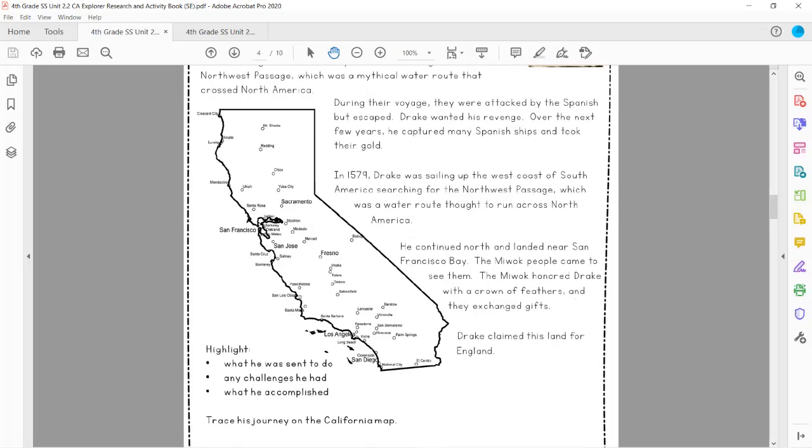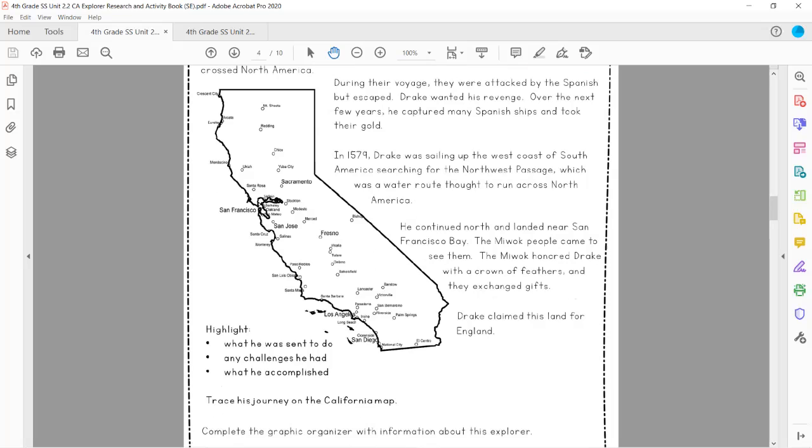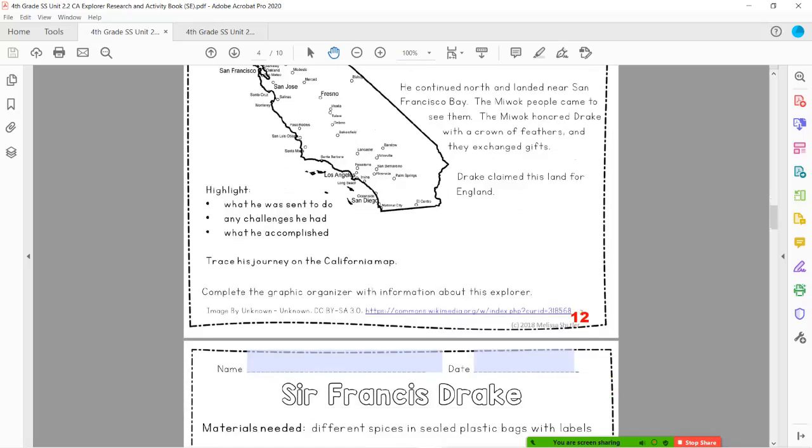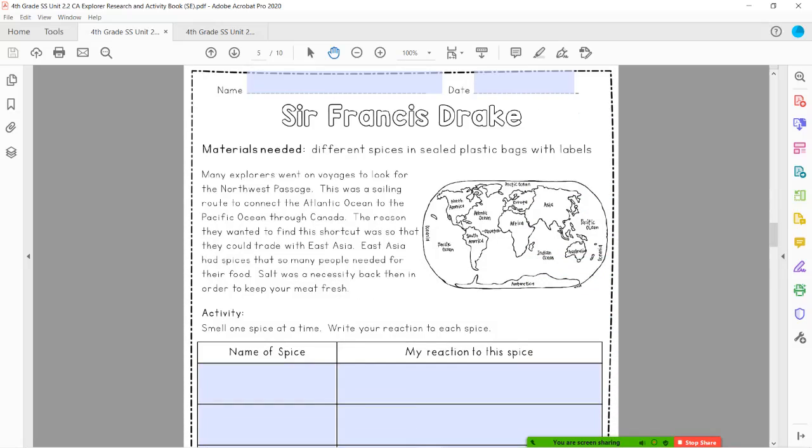So again, over here, you're going to highlight what he was sent to do, what challenges he faced, and what he accomplished. You're also going to trace his journey. So you're going to figure out where he started. So we know that he started in the San Francisco Bay. So he actually started in South America, and he went sailing up the coast of South America, searching for the Northwest Passage. And he landed near the San Francisco Bay up in this general region. So once you've traced his route and you've highlighted or underlined the important parts, you can go ahead and move on to the activity for Sir Francis Drake.